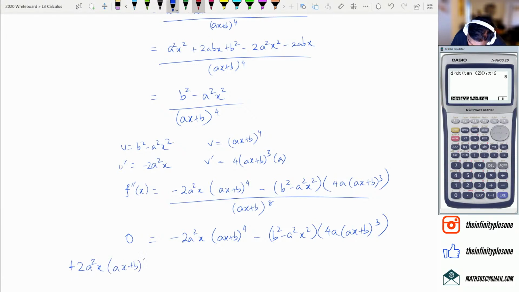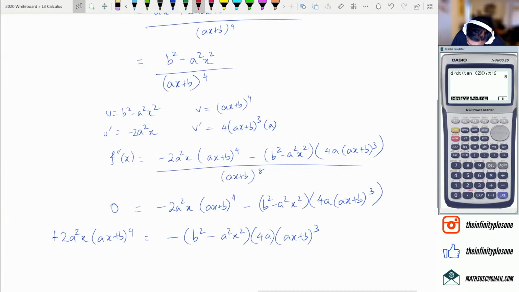(ax + b) to the power of 4 equals minus (b squared minus a squared x) squared times 4a times (ax + b) to the power of 3. So what I can do is get rid of this, get rid of just that as 1. So I've got 2a squared x (ax + b) equals negative 4a times (b squared minus a squared x) squared.